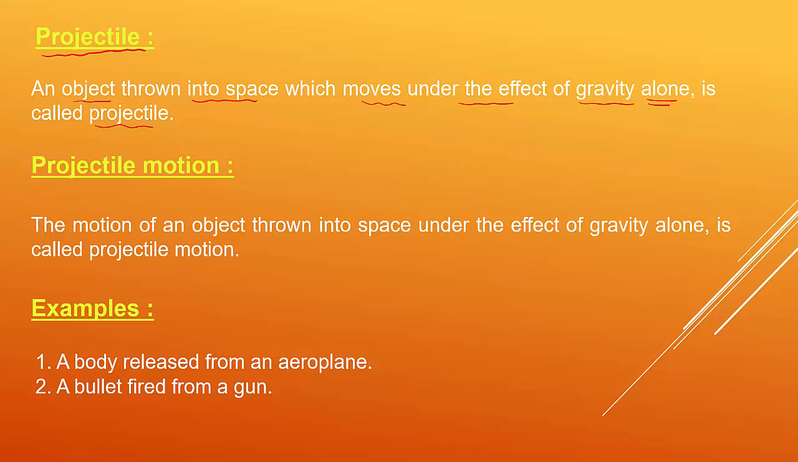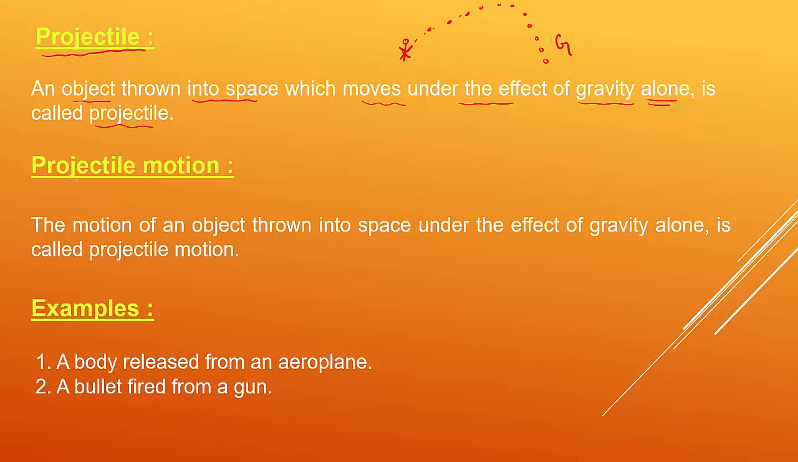We are going to project the ball into the space. I am going to project a bullet into the space. So what is a projectile? An object thrown into space which moves under the effect of gravity alone is called a projectile. Suppose a man is standing here and throws a ball. The ball moves in this direction and again comes back to the ground because of gravitational force. This is called a projectile.